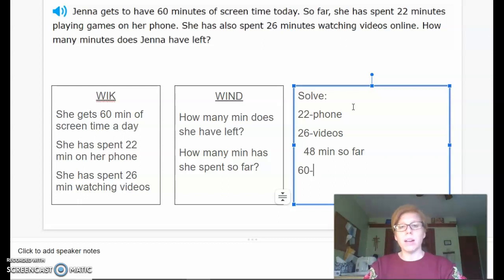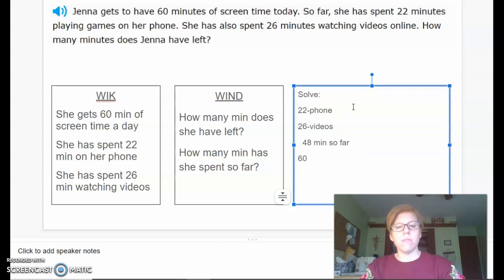You can also write it out where you have 60 and then 48 below it. That's another way of doing it.